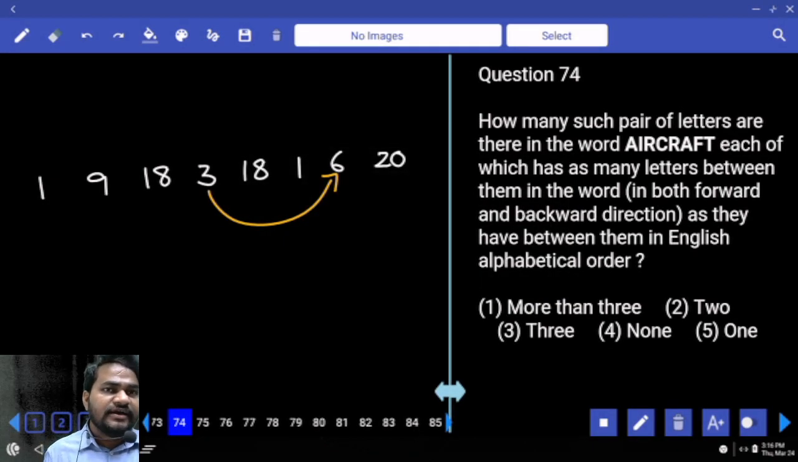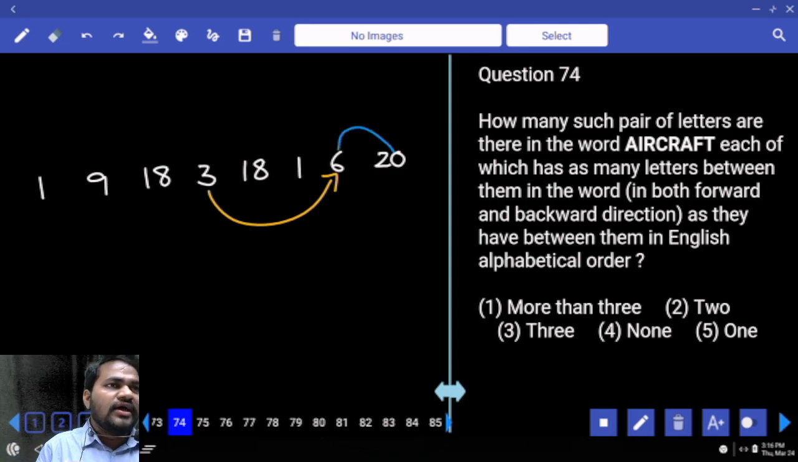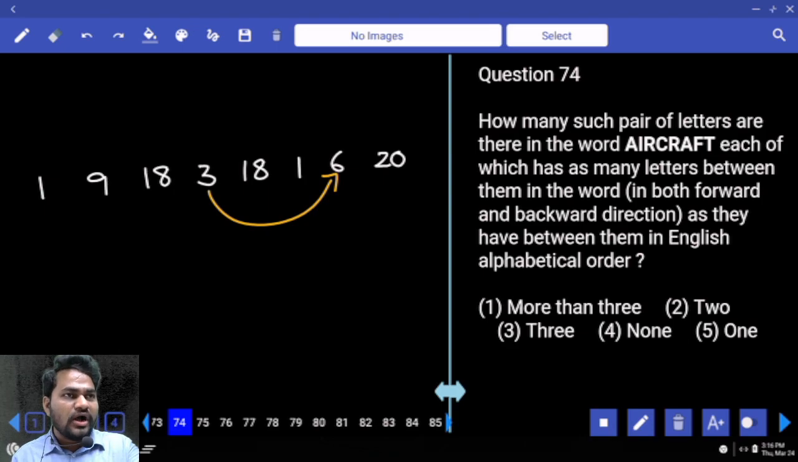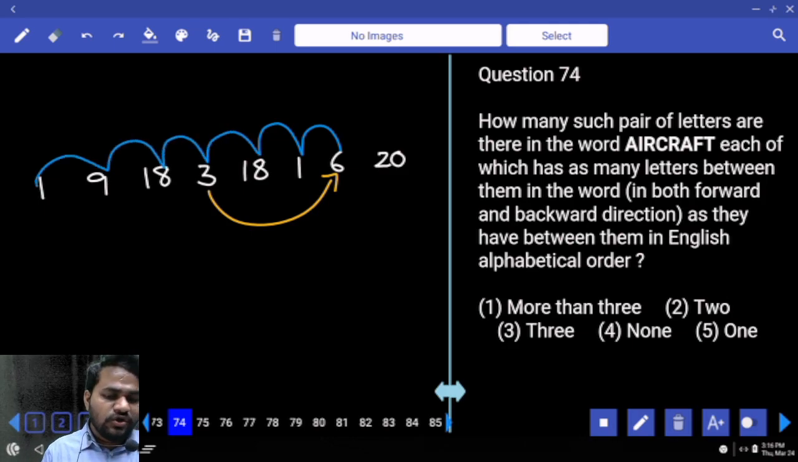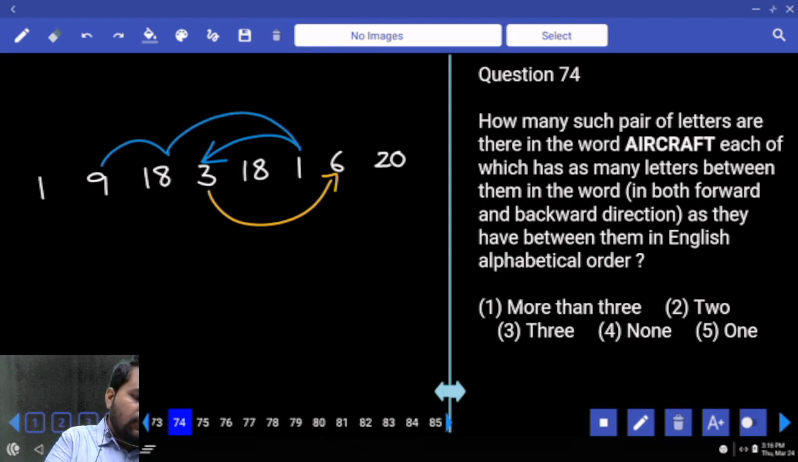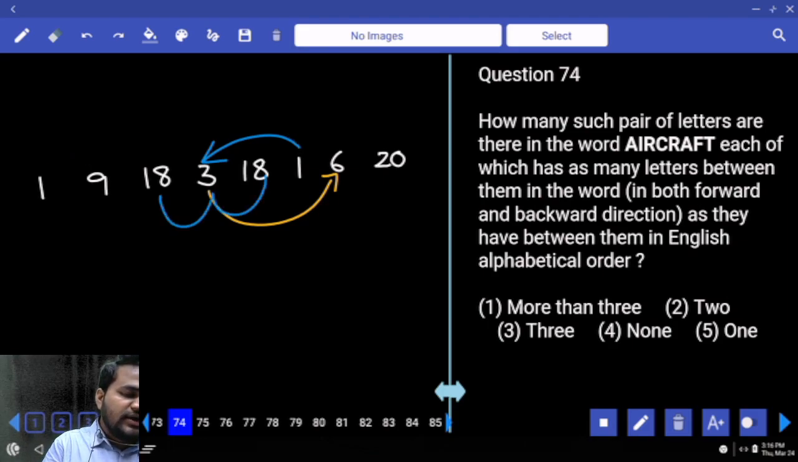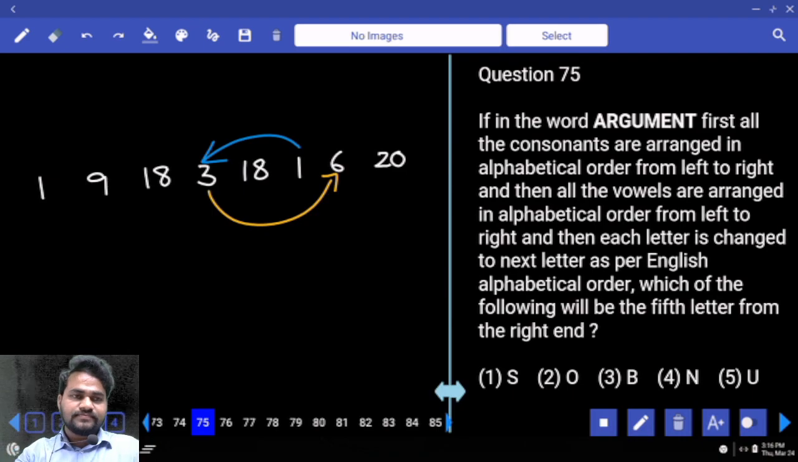Half of the solution is done. We need to count in backward direction as well. As the highest number is 20, I don't have to count with the highest number always. 6, 7, 8, 9, 10, 11, 12. No use. Next 1, 2, 3. Yes, 1 and 3 are the second pair. 1, 4, 5, 6. 18, 19, 20. Enough. 3, 4, 5, 6. 18, 19, 20. 9, 10. Total we have 2 pairs.